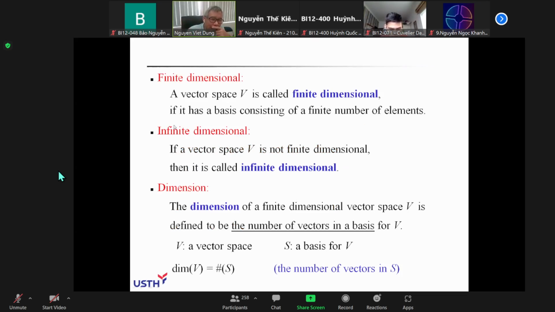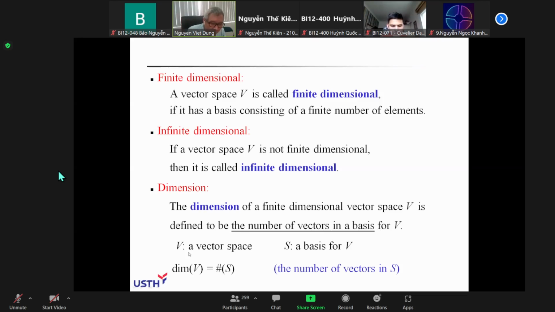Then we define the notion of finite dimensional space and infinite dimensional space. I will not repeat it here, but I will go to the notion of dimension because that is very important for the class today. We consider only the case when the vector space V is finite dimensional. Then the dimension of V will be defined to be the number of vectors in a basis.